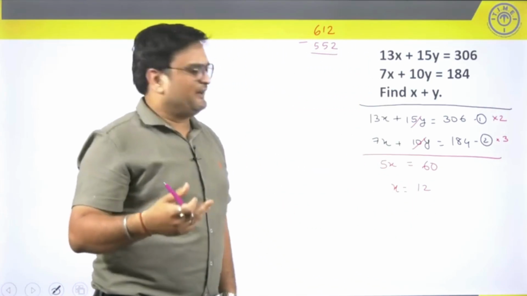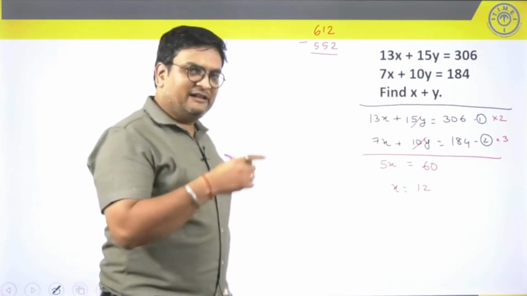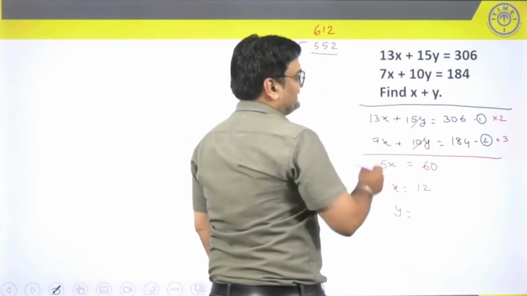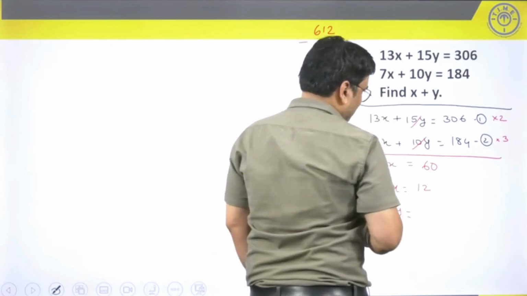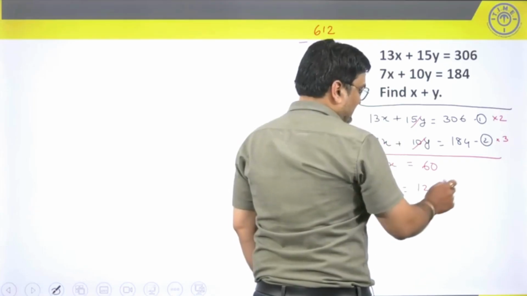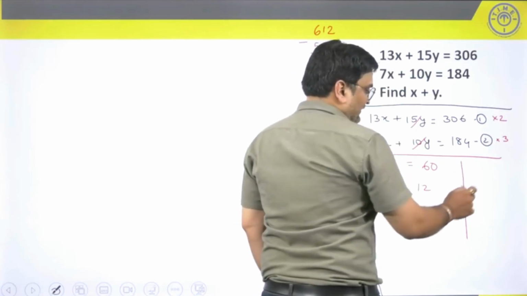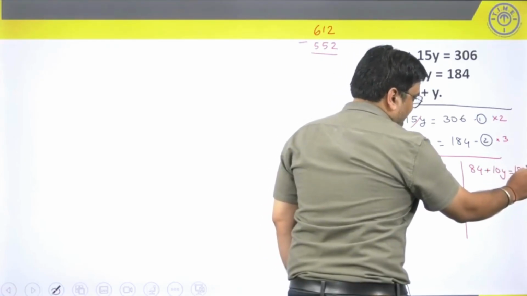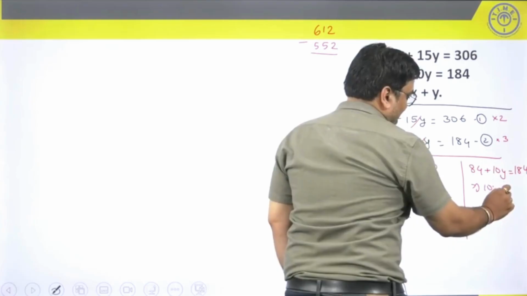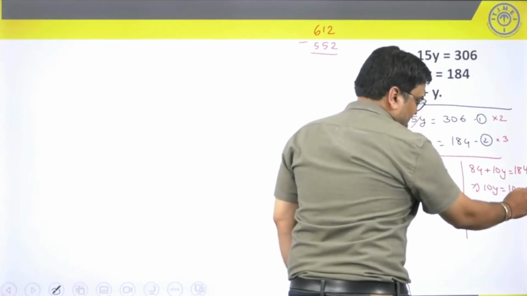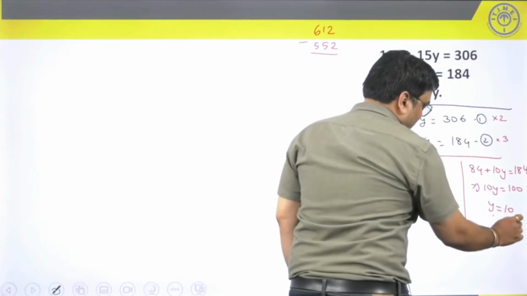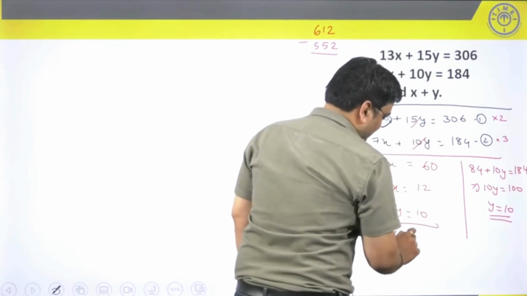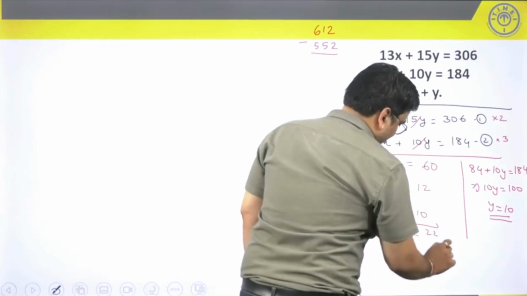But he's not asking us for x, he's asking us for x plus y. So we'll need the value of y as well. Now how do we get y? So substitute back the value of x in either equation 1 or 2. Let me use the second equation for that. So 7 into 12 is 84 plus 10y is equal to 184. So 10y will be equal to 100, and hence the value of y you will get as 10. So once you get x and y, the question is find x plus y, which will be 22.